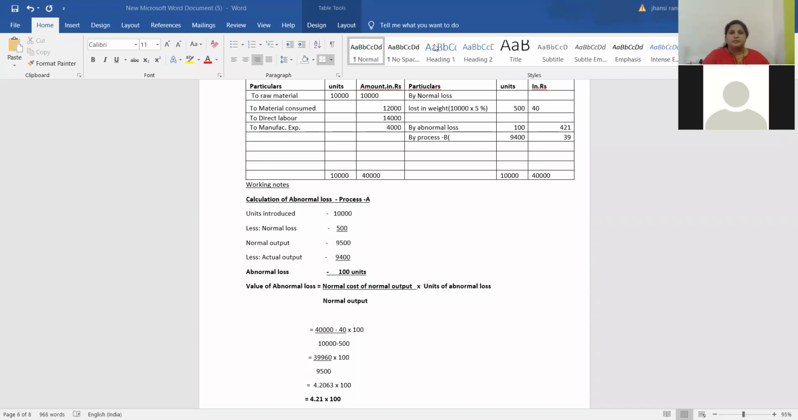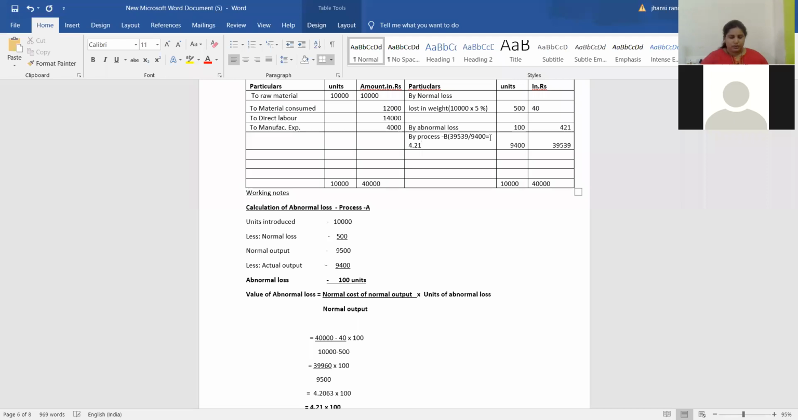How much is it? 39,539. Okay. 39,539. And we are transferring to process 2, process B. And per unit rate will be 39,539 divided by 9,400, and per unit value will be 4.21 per unit. This is how we are transferring to process B.